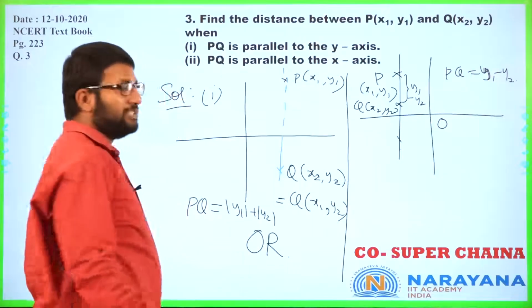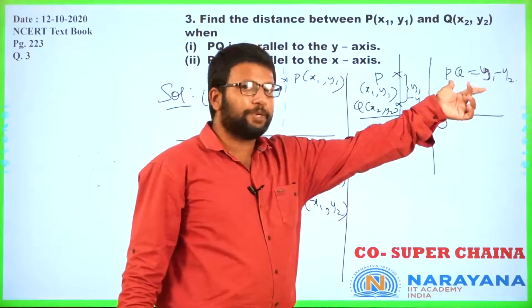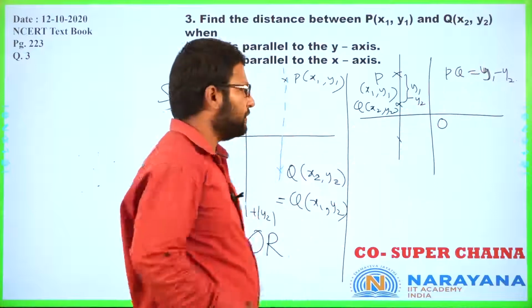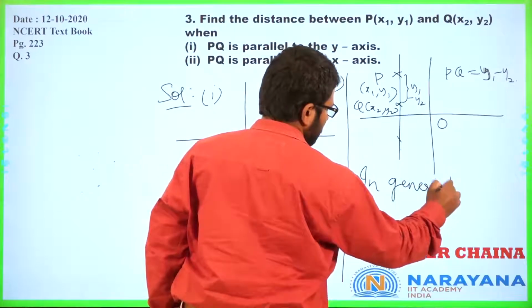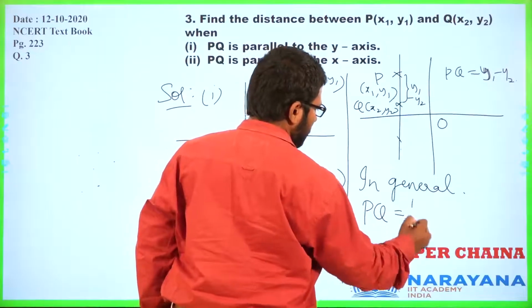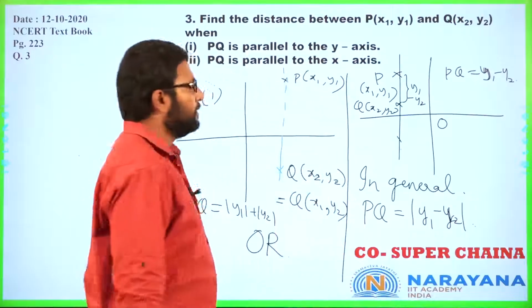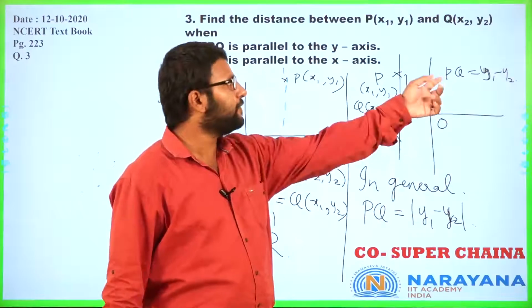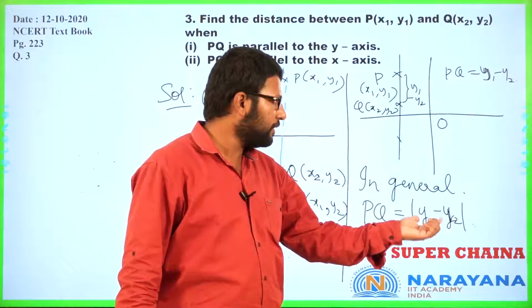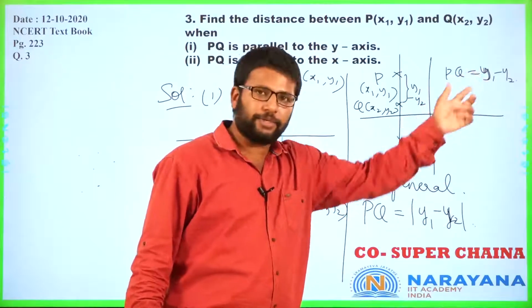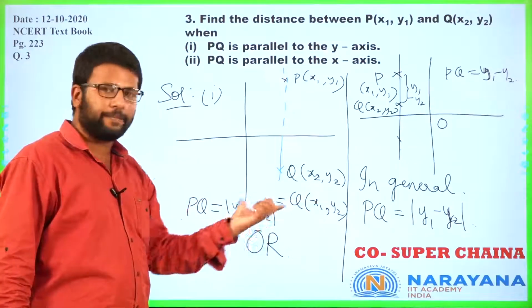So if you want to generalize, what you should do is always subtract the two coordinates and then take mod. So in general, PQ would be mod of y1 minus y2. When you do that, you will always get the exact distance between P and Q. I'm sure you can understand how taking mod will help. What about this? How come this is also helping?